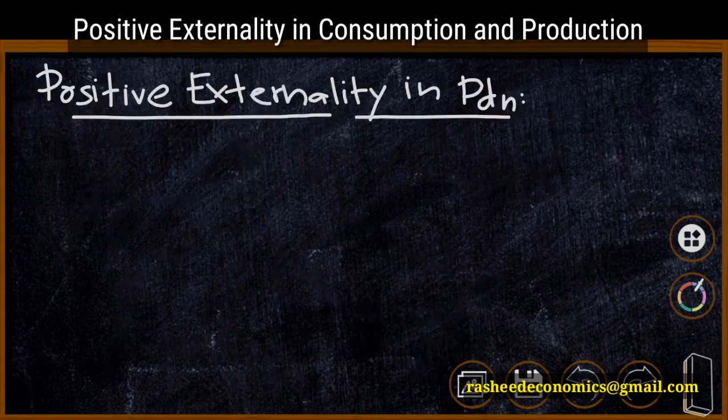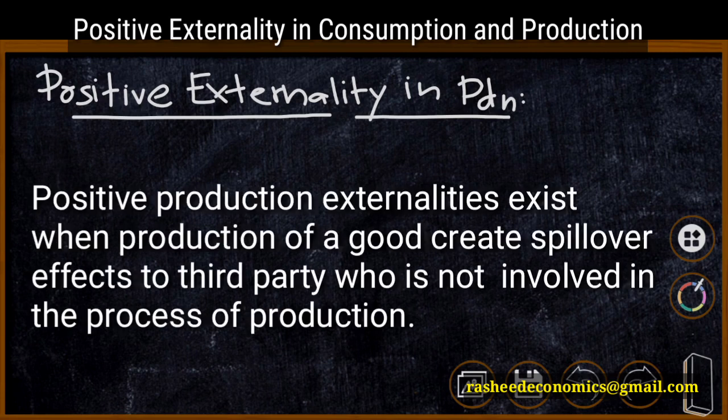Now we are moving to the positive externality in production. This is the least common type of externality. Initially, let us define positive externality. Positive externality in production exists when the production of a good creates spillover effects to a third party who is not involved in it. It is the spillover effect, additional effect, extra effect to a third party who is not directly involved in the process of production. This may be enjoyed by individuals or groups of people.